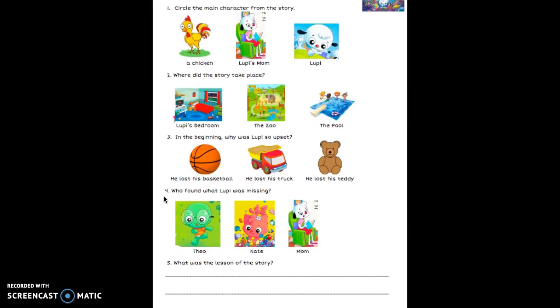Number 4, who found what Loopy was missing? Theo, Kate, or Mom?